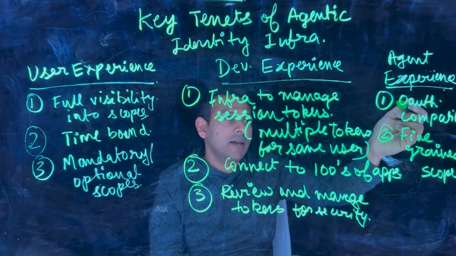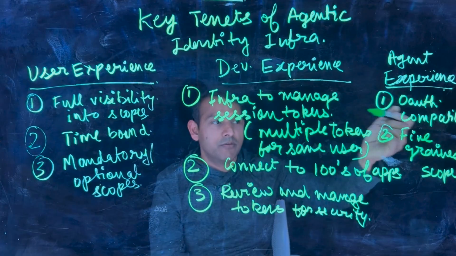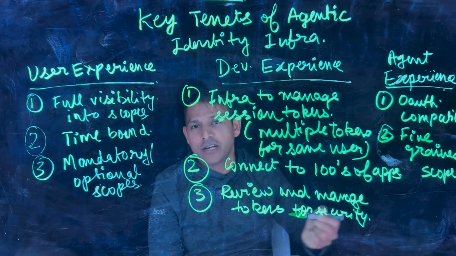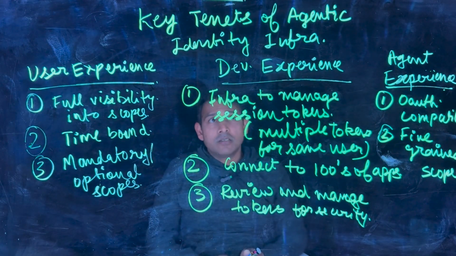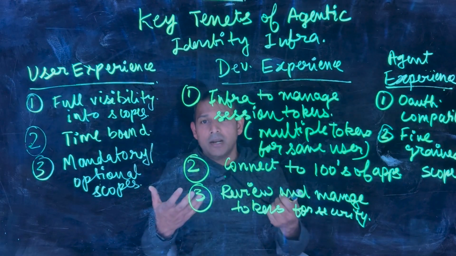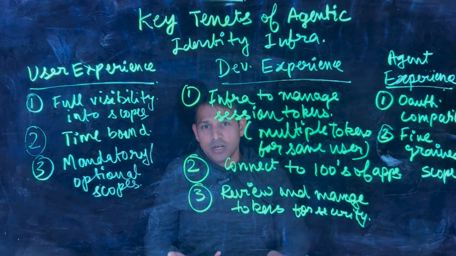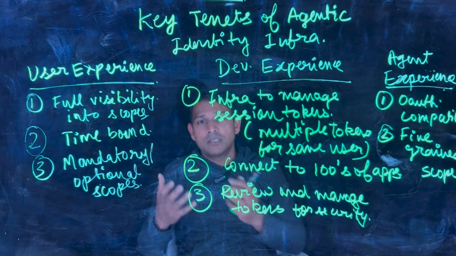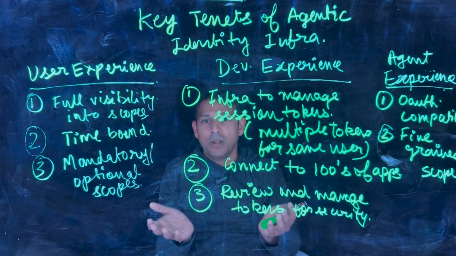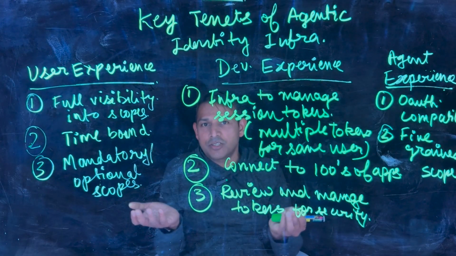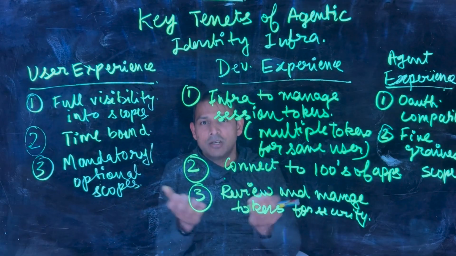So for agents, again, OAuth compatibility or a standard way to connect, being able to request fine-grained scopes and request more scopes as needed. So these are the key tenets, in my opinion, that we need to keep in mind as we build the agentic identity infrastructure to be able to build a secure and standard compliant infrastructure and enable all of the innovation that we are starting to see in the agentic AI world.